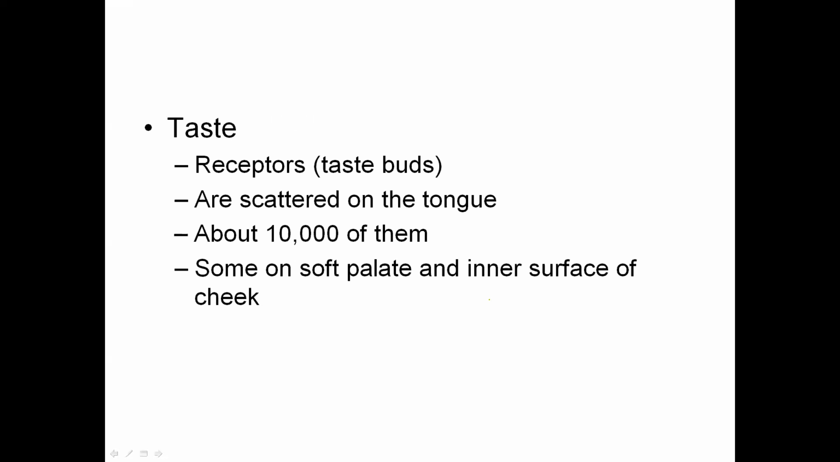The filiform, the fungiform, and the circumvallate, they're named because of their shape. So when they come to a point where they're sharp looking, they call them filiform. It's kind of a small rounded, it's a fungiform. And if it's a large rounded, it's a circumvallate. Okay. You have about 10,000 of these taste buds spread all over the tongue and the mouth and the cheek.